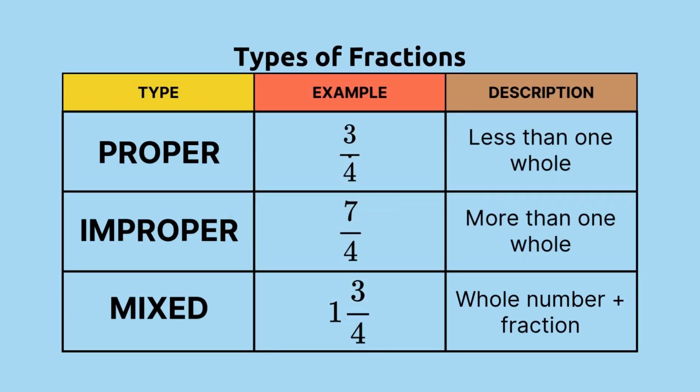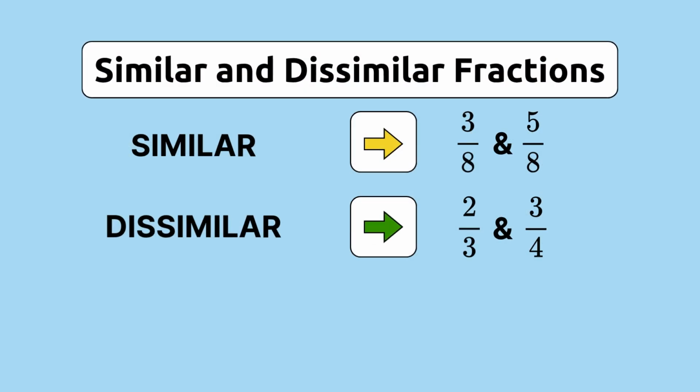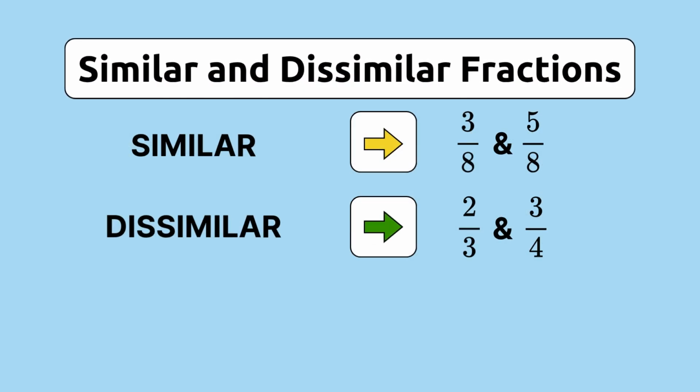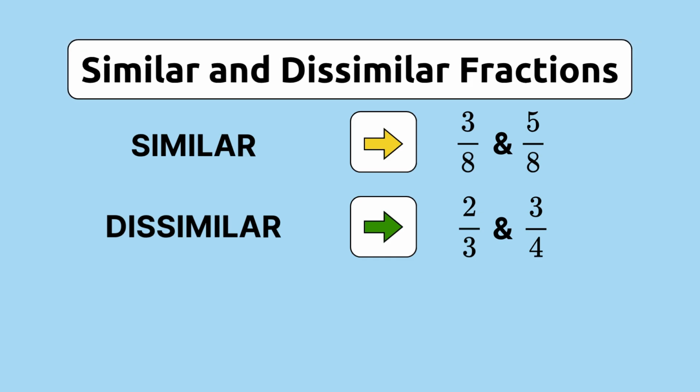There are 3 main types of fractions. A proper fraction is less than 1 whole because the numerator is smaller. An improper fraction is more than 1 whole because the numerator is bigger. A mixed number combines a whole number and a fraction. When fractions have the same denominators, they're called similar fractions. When they have different denominators, they're dissimilar fractions. We can only add or subtract fractions easily when their denominators are the same.